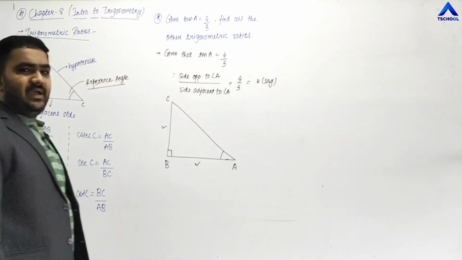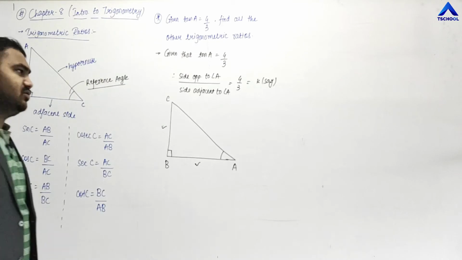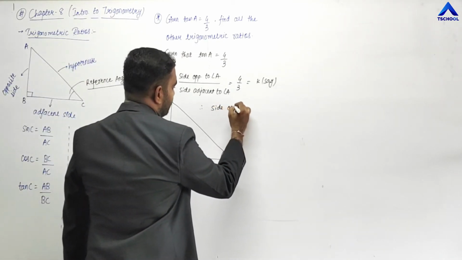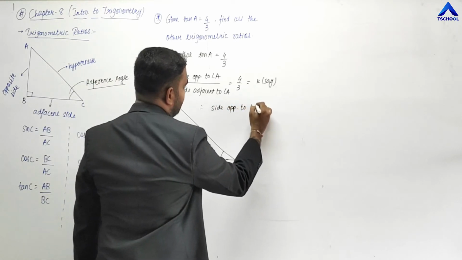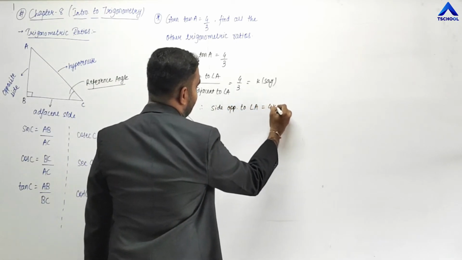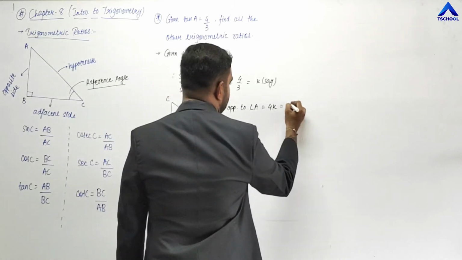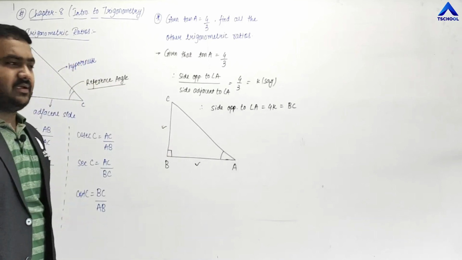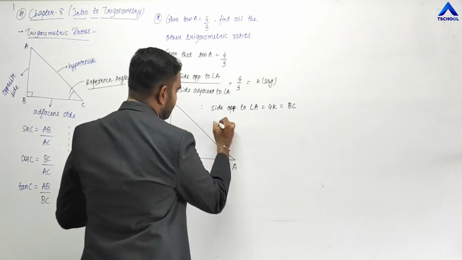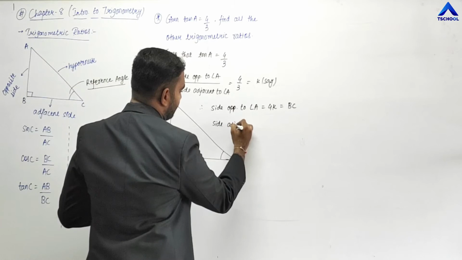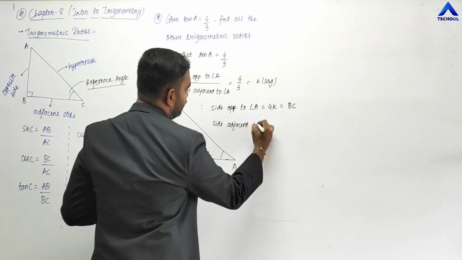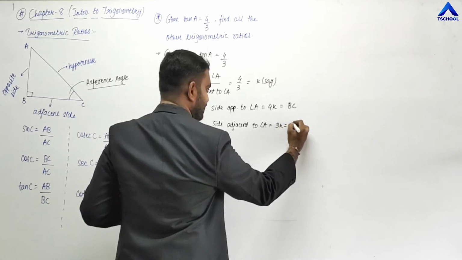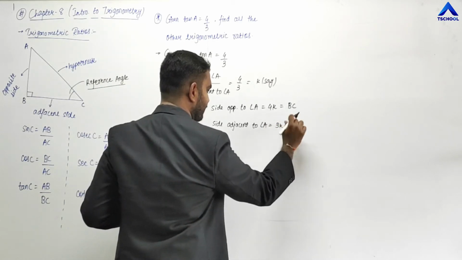Assuming that the ratio is equal to K, therefore the side opposite to angle A is equal to 4K, which is equal to BC. This is my side opposite to angle A, right? And the side adjacent to angle A is 3K, which is equal to AB.